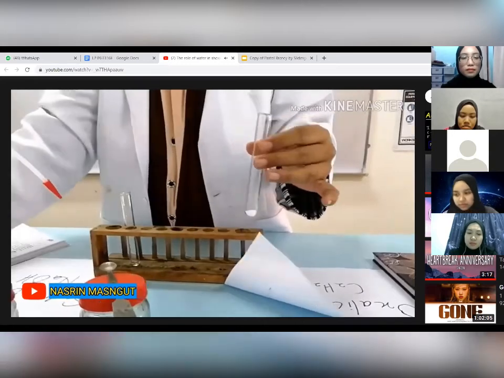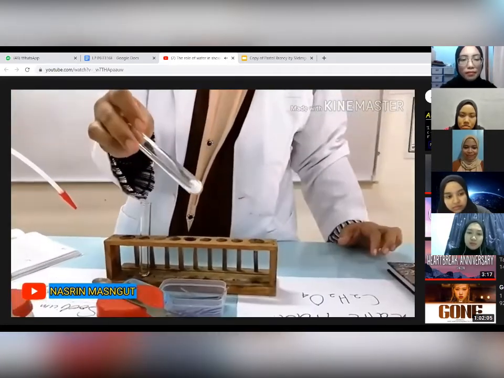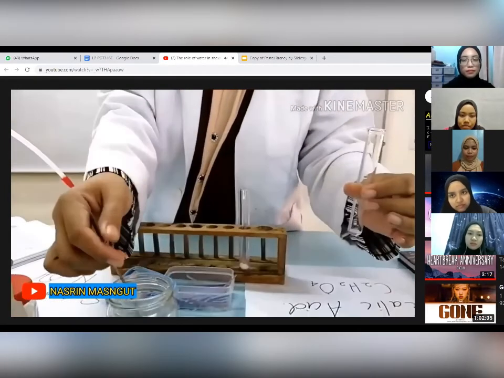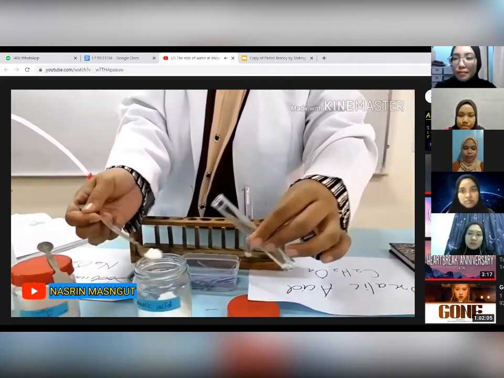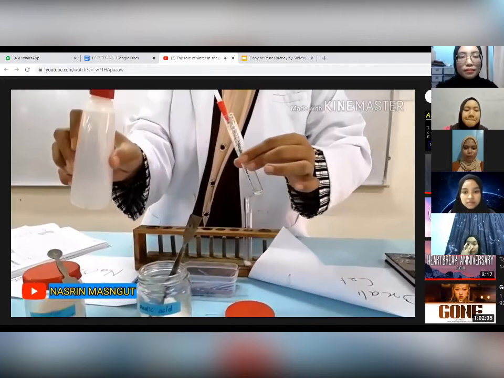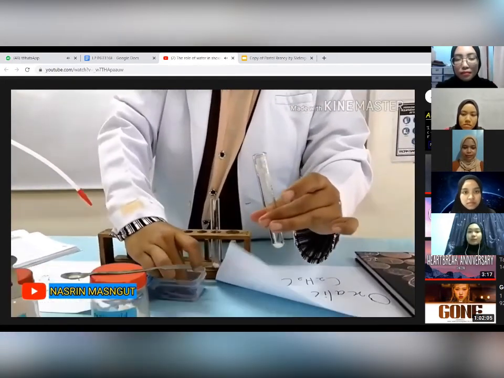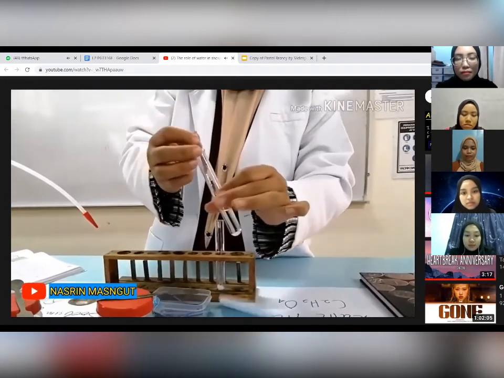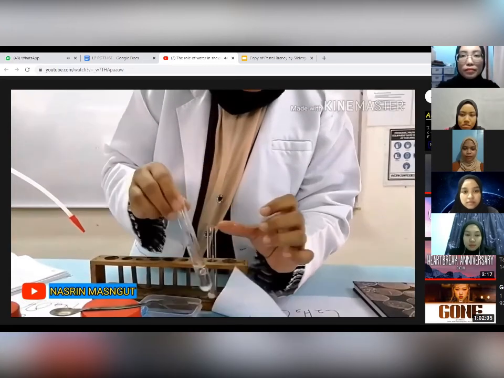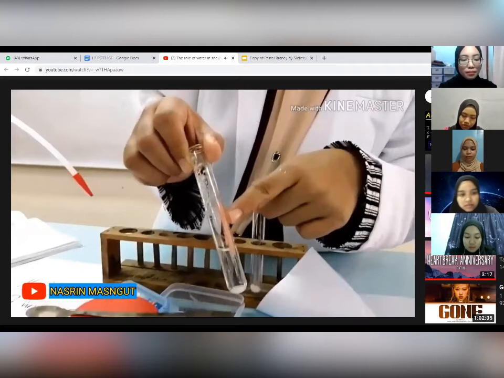Now we put blue litmus paper. No change. Now we put another oxalic acid in the same test tube, another test tube, sorry. Now add some distilled water and shake it. Take the new blue litmus paper and put inside there. Close up, please. Okay, as you can see, the blue litmus paper changes color into red.